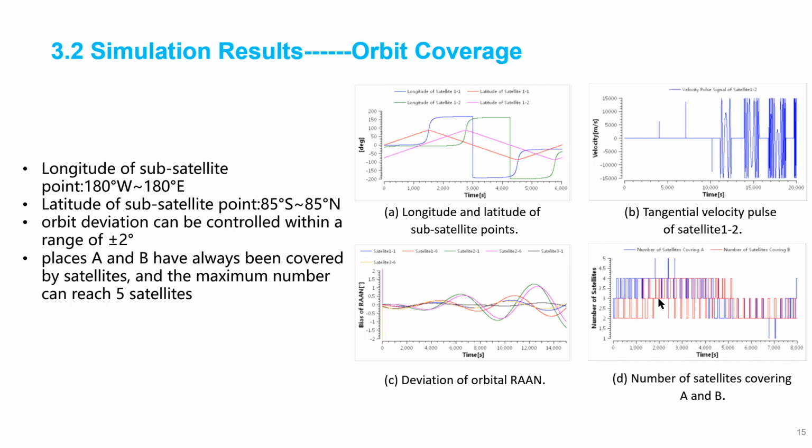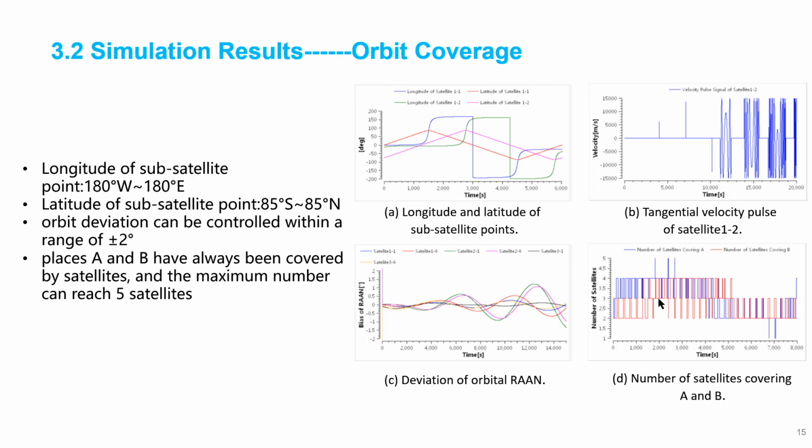The position change of satellites is shown by the longitude and latitude of sub-satellite points, as shown in Figure A. The longitude of the sub-satellite point of satellite 121 and satellite 122 is between 180 degrees west and 180 east, and the latitude of the sub-satellite point is between 85 degrees south to 85 degrees north.